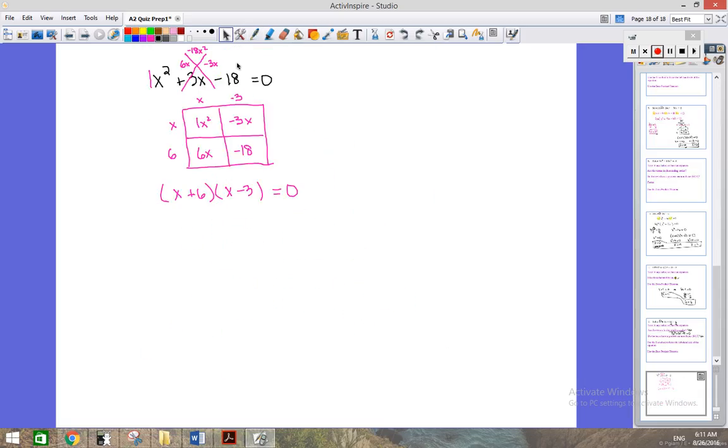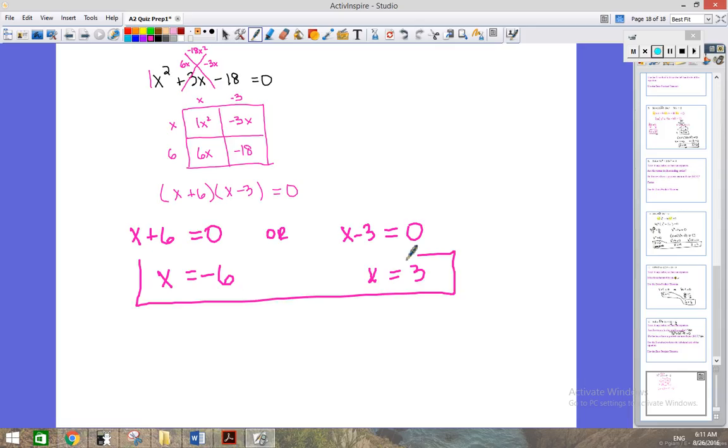When you have it in factored form, you have the zero product theorem. If these two values multiply together to give you 0, then either x plus 6 has to represent 0 or x minus 3 has to represent 0. Subtract 6 from each side. Add 3 to each side. There's our two answers, and we're done.